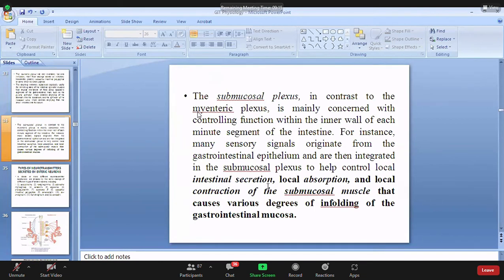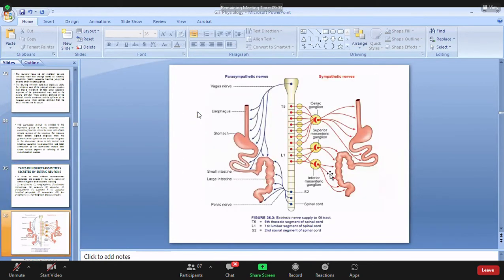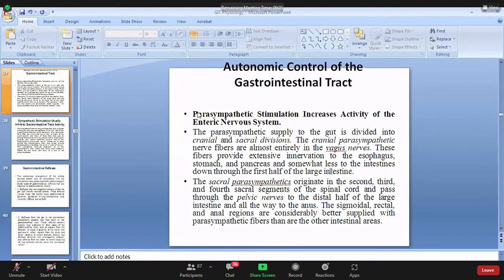It causes the intestinal secretion, local absorption and local contraction of the submucosal muscle that can cause various degrees of infolding of the gastrointestinal mucosa. Clear এটুকু? And this intrinsic nerve supply may be associated or may be guided by the extrinsic autonomic supply, that is parasympathetic and sympathetic.